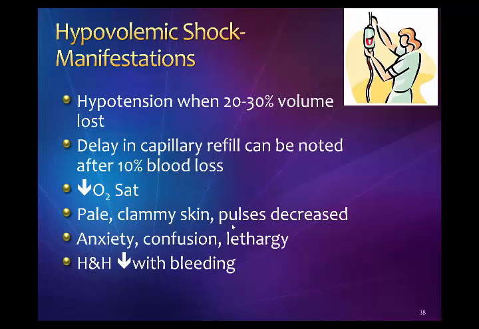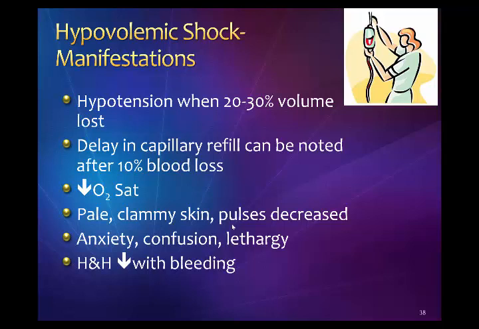Decreased SATs, pale, clammy skin, pulses decreased, and that's peripheral pulses are decreased. The heart rate would still go up. Anxiety, confusion, lethargy, and hemoglobin, if we know that we've automatically lost the volume, it's going to be down. But if we have a scenario where our patient has actually shifted their volume, like from the intravascular space to the interstitial tissue, then we're going to see a scenario where the hemoglobin and hematocrit go up.